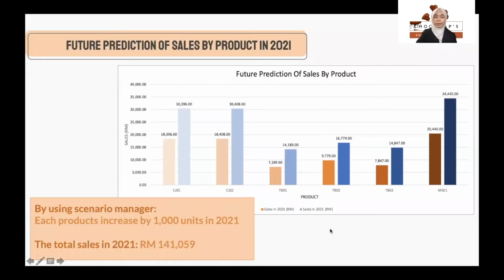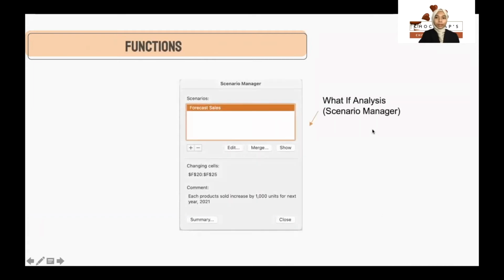Now we are going to look at the future prediction of sales. Here is our future sales prediction for each product in 2021, shown in a bar graph. By using what-if analysis through Scenario Manager, we assume that each product increased by 1,000 units in 2021. The forecast total sales in 2021 is RM141,059. The function we use is what-if analysis Scenario Manager. It is easier to swap multiple sets of data in a worksheet and even compare them side by side.